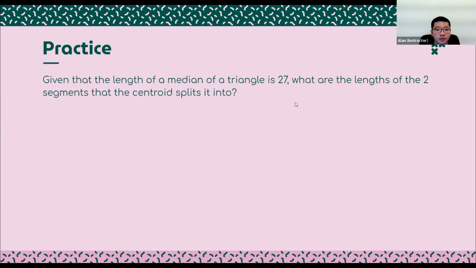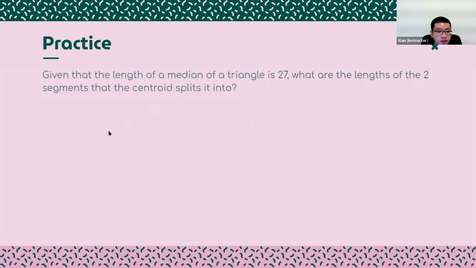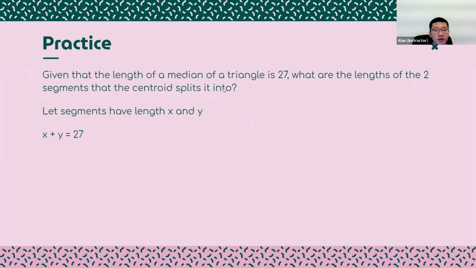Alright, so it's been 1 minute, I think, so I'm gonna go over the answer. So here's how you do it. You can use algebra to solve it. So let's let the segments have length x and y. And since the centroid splits the median into these 2 segments, it makes sense that the sum of these two segments has to be the length of the original median. So we know that x plus y is going to equal 27. And you also know that the lengths are in a ratio of 2:1. So let's just say that x is going to be equal to 2 times y. And it doesn't really matter the order since we're just asking for the lengths of the 2 segments.